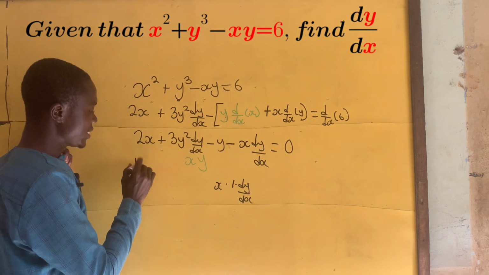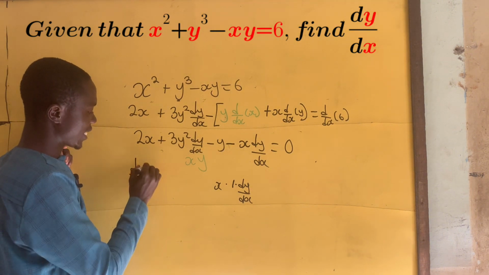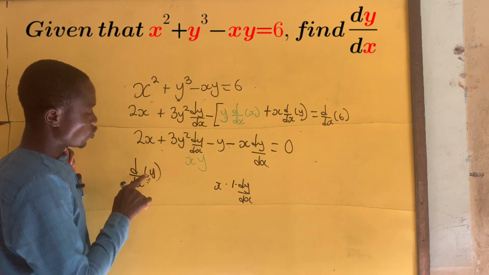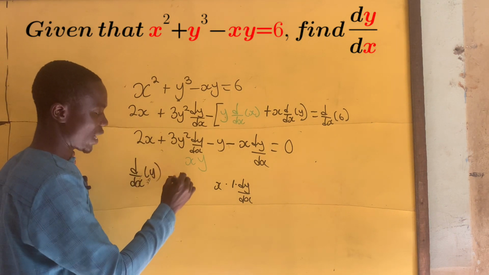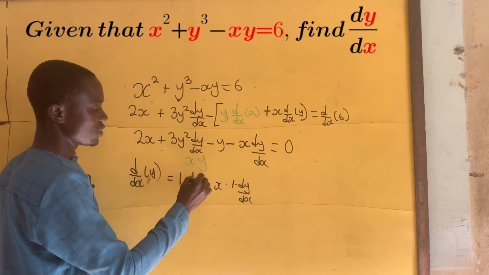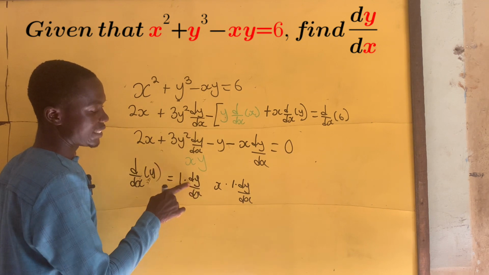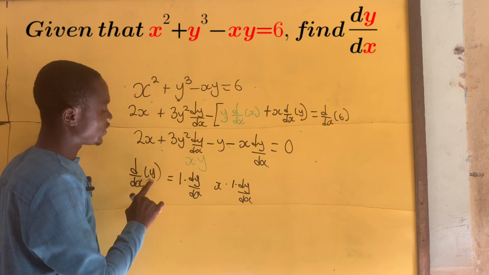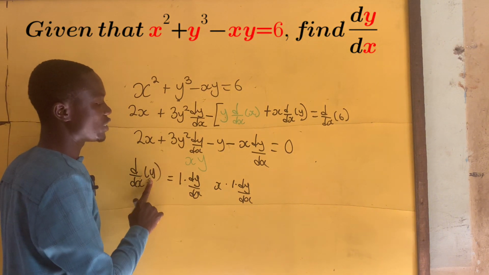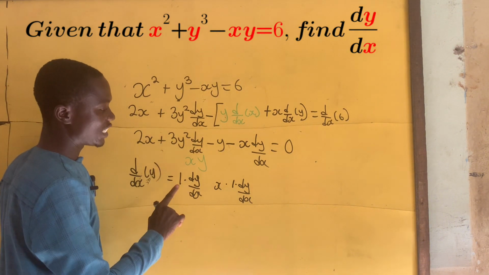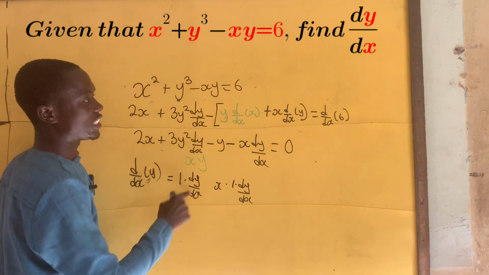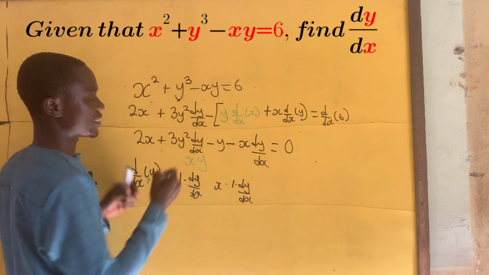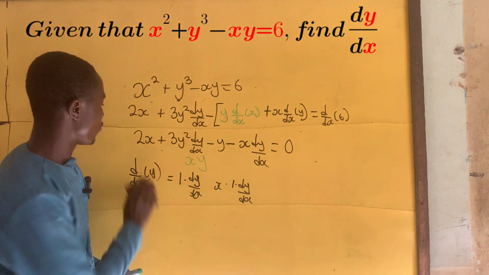This is what I said. We are doing d/dx of y. So if we differentiate y implicitly with respect to x, we are going to get 1 times dy/dx. The dy/dx here is showing that we have differentiated this y implicitly with respect to x in a very simple way. 1 times dy/dx will give us dy/dx. Then we multiply it by x to get this. So we are good to go.